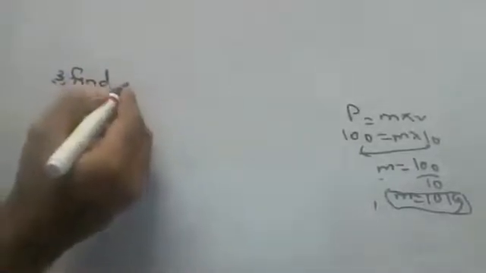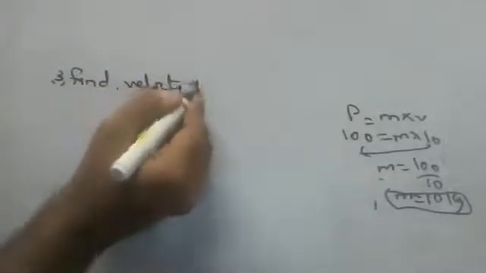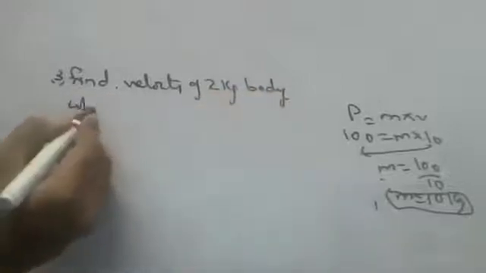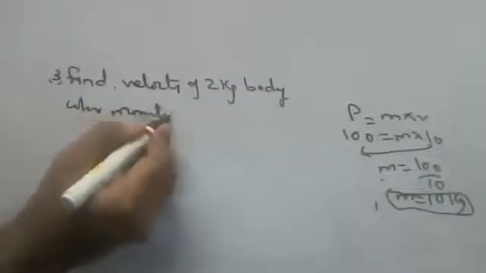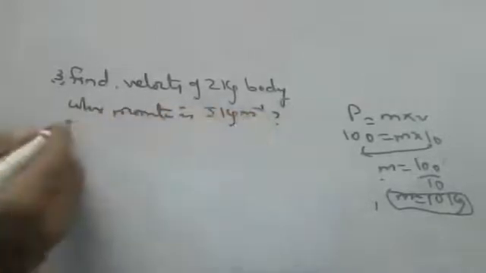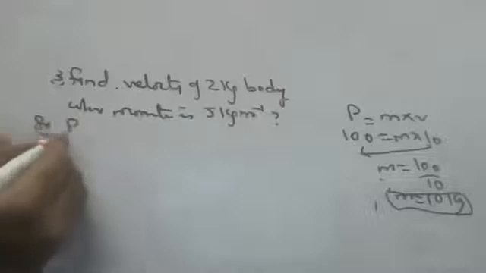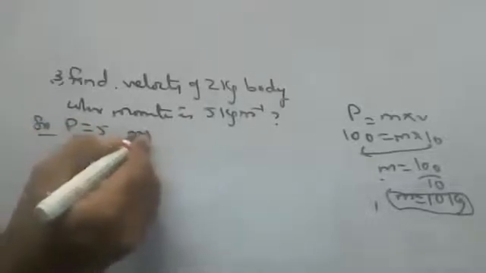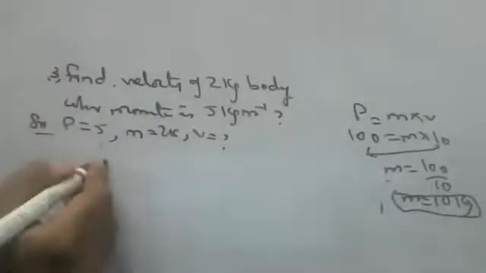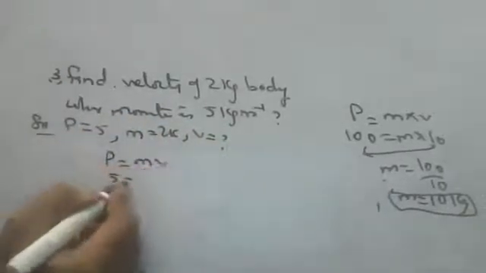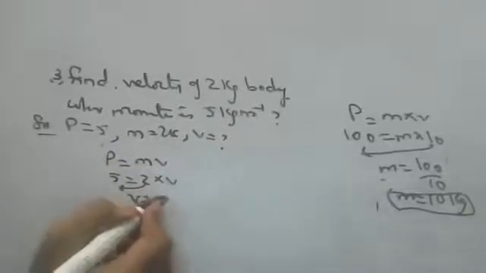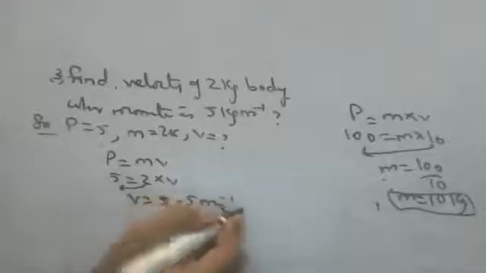Find the velocity of a 2 kg body whose momentum is 5 kg meter per second. Okay. So momentum how much I gave? 5. Mass how much I gave? 2 kg. I am asking what? Velocity. Okay. So P is equal to mv. 5 is equal to 2 into v. V is equal to, this will come down, 5 by 2, which is 2.5 meters per second.